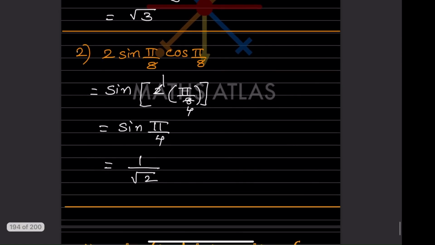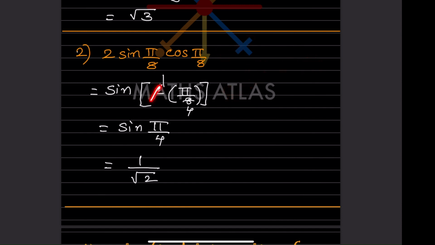Now the next one, 2 sine pi by 8 cos pi by 8. So again here the formula: both are the same, so this will be theta, or we can also call this x. So sine 2 theta, or you can call it sine 2x. This is the formula for this one.